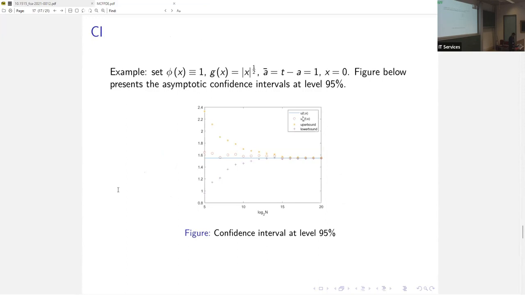And here is an example of the confidence interval. Here we set phi x to be 1 and g to be the square root of x. And this is an asymptotic confidence interval at level 95. Okay, that basically tells us the fluctuation of the Monte Carlo estimator.